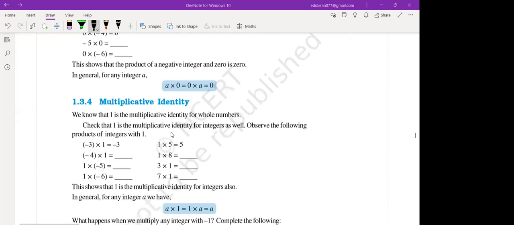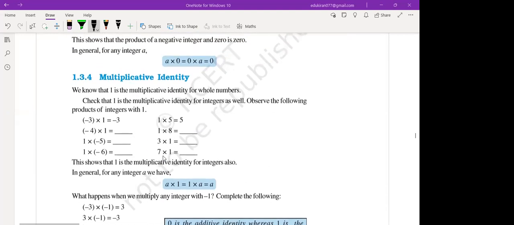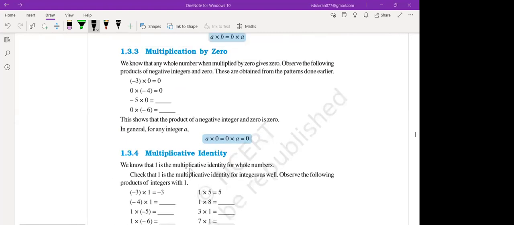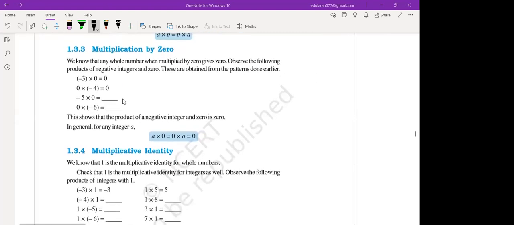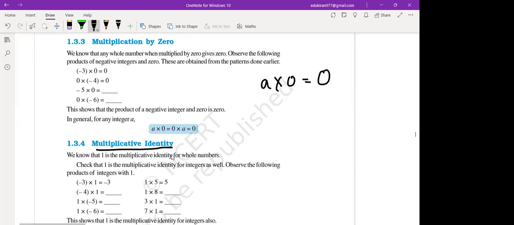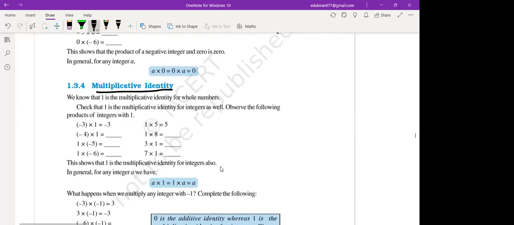And multiplicative identity says whenever you multiply any number with 1, you get the same number, the number itself. So first you will write multiplication with 0 and then you will write this: any whole number when multiplied by 0 gives 0. Don't write this, just write this: A multiplied by 0 would give you 0. And then write multiplicative identity: A multiplied by 1 would give you A.